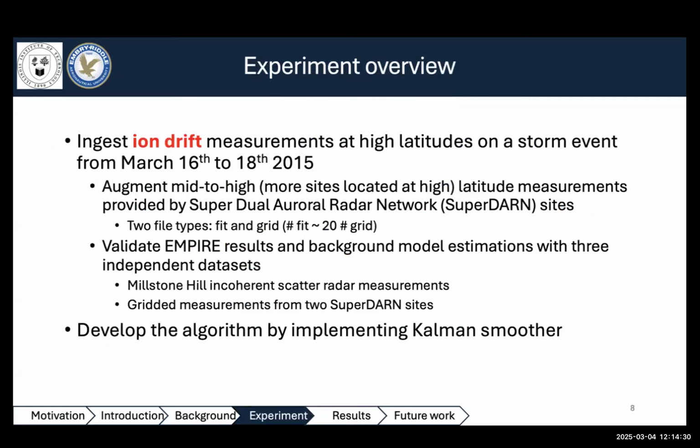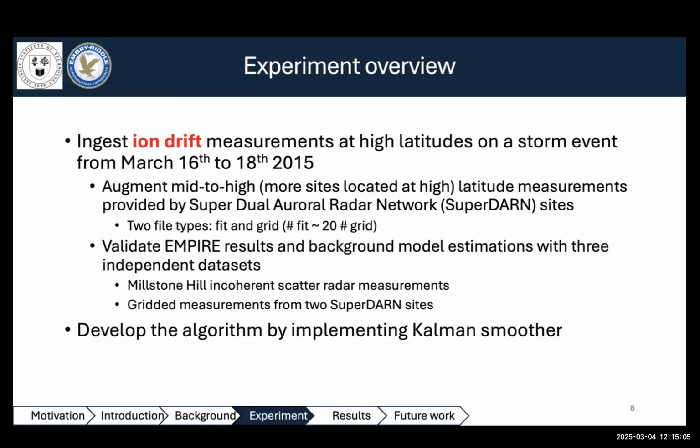So one way that we proposed is to ingest the ion drift measurements at high latitude. We will be conducting an experiment on the storm event from March 16th to 18th, 2015. So we will be augmenting the mid to high latitude measurements provided by SuperDARN, and there are two file types. One is the fit data, and another one is the grid data.